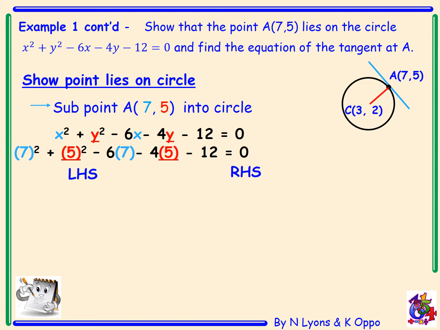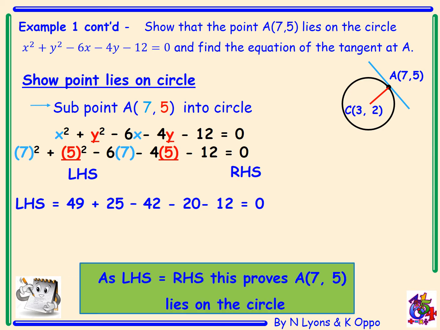We need to see if our left hand side equals our right hand side. So we'll look at our left hand side only. 49, add 25, take away 42, take away 20, take away 12 is equal to 0. So it does equal our right hand side. Therefore, as the left hand side equals the right hand side, this proves that the point A, which is (7, 5), lies on the circle, as it satisfies the equation.